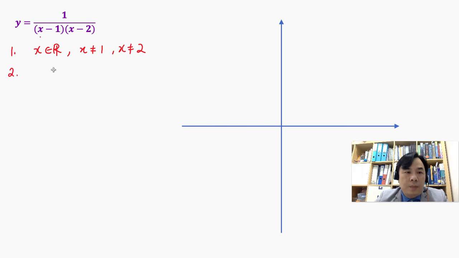Now, secondly, we want to identify if there's any x and y intercept in this case. Now, we notice that there is no x-intercepts, but we do have y-intercept. So, for y-intercept, we will let x equal to 0, of course, right? So by letting x equal to 0, we indirectly got ourselves y equal to half here. So that will be our y-intercept at this particular point.